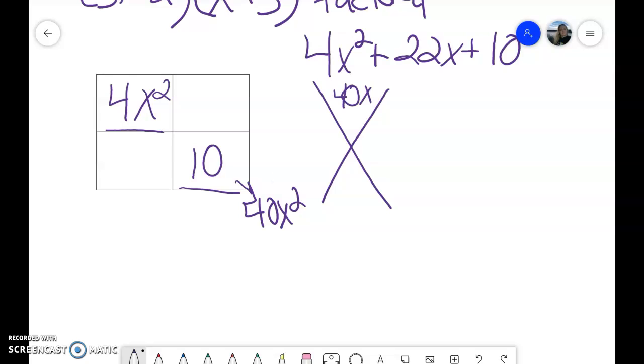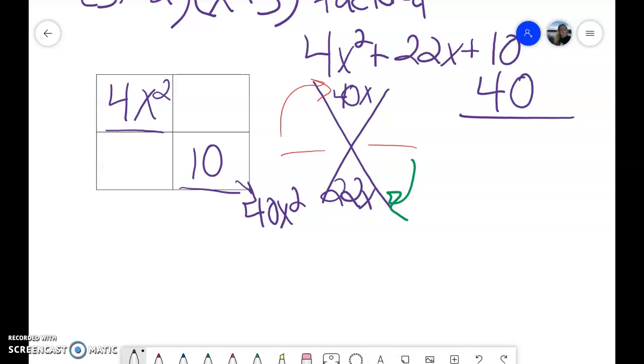And then what do they have to add to, down here in the bottom of my diamond? Okay, hopefully you said 22. So let's look at some factors. When I multiply my two side terms, I got to get to 40x squared. When I add my two side terms, I got to get to 22x. So let's start with what are some things that multiply to give me 40x squared.